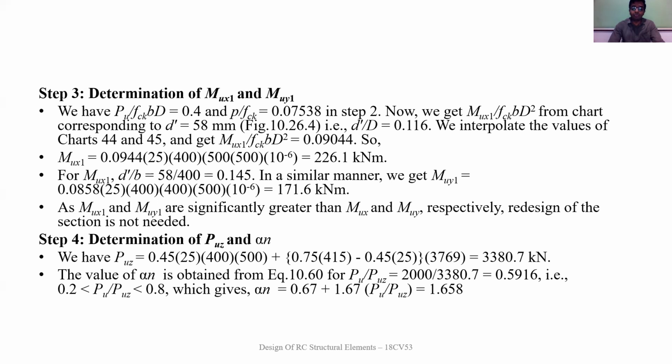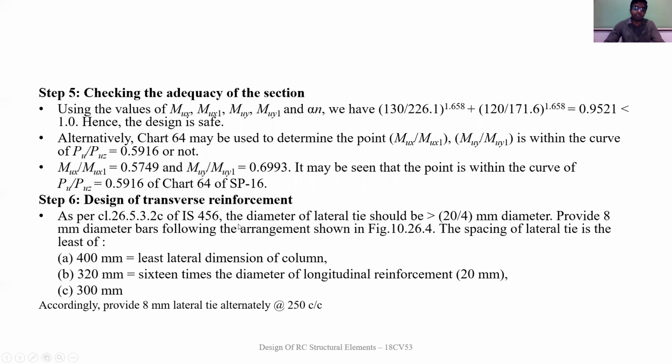In step number 4, we determine Puz and alpha n. The Puz obtained is 3380.7 kilonewton, and alpha n obtained is, for Pu by Puz of 2000 by 3380.7, 0.596. So Pu by Puz lies between 0.2 to 0.8, which gives alpha n as 1.658. And in the next step, we'll be checking the adequacy of this section.